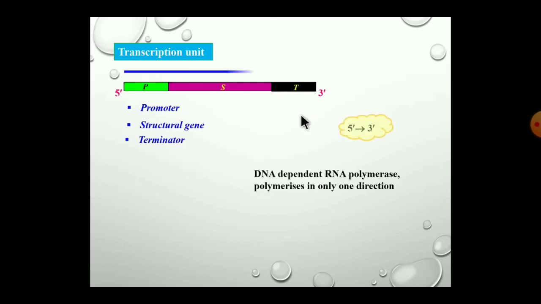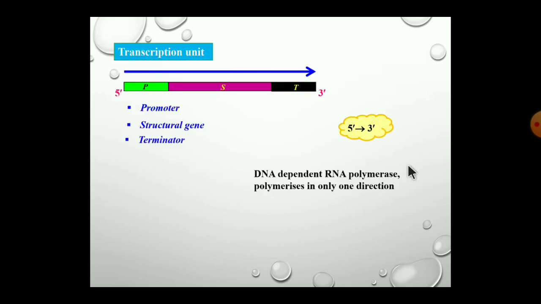The enzyme required for transcription is DNA dependent RNA polymerase, which catalyzes the synthesis of RNA in only one direction, that is the 5' to 3' direction. So this completes the transcription unit.